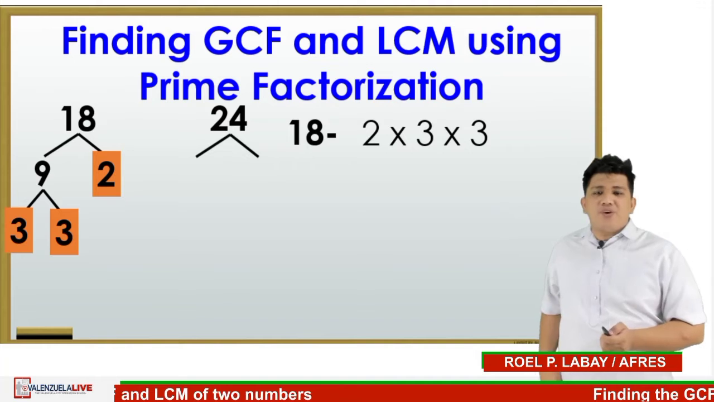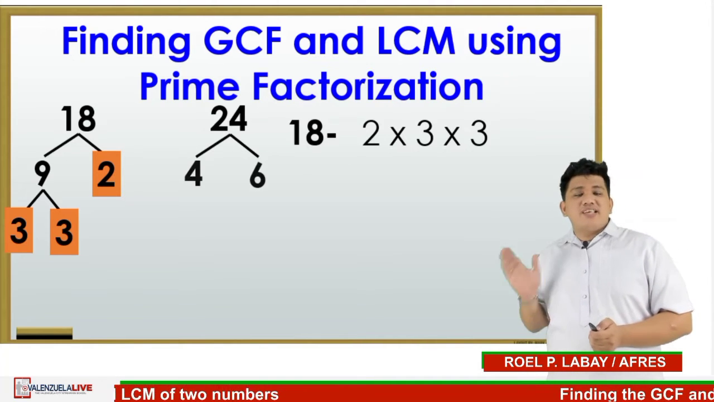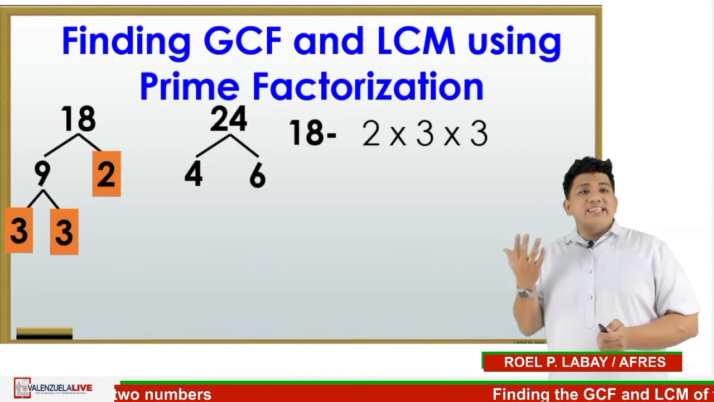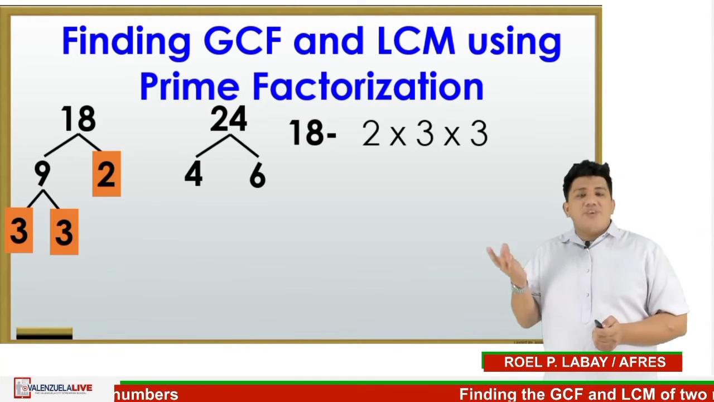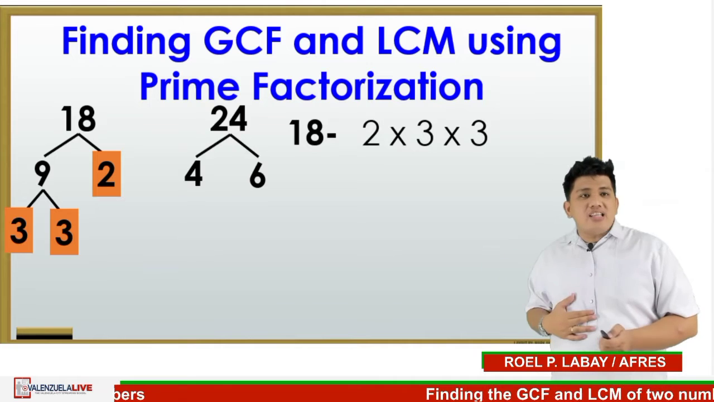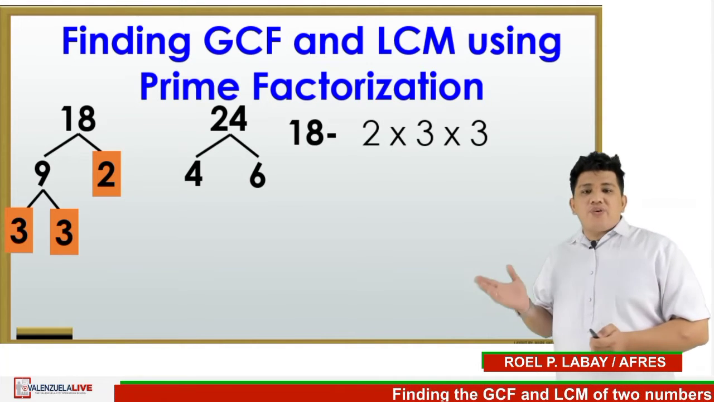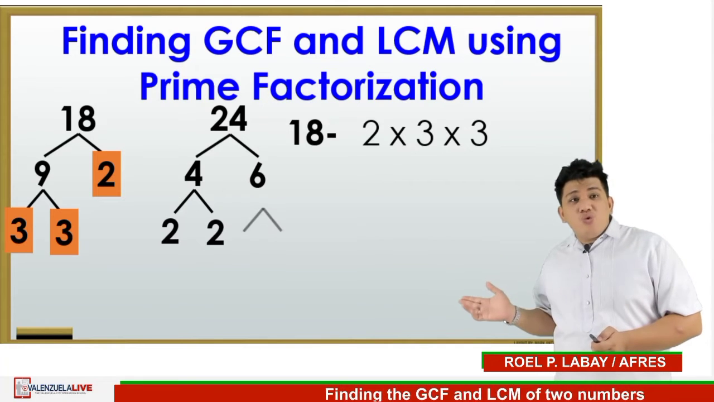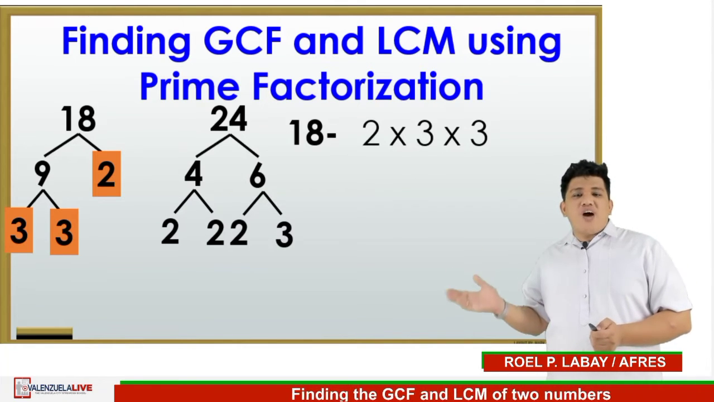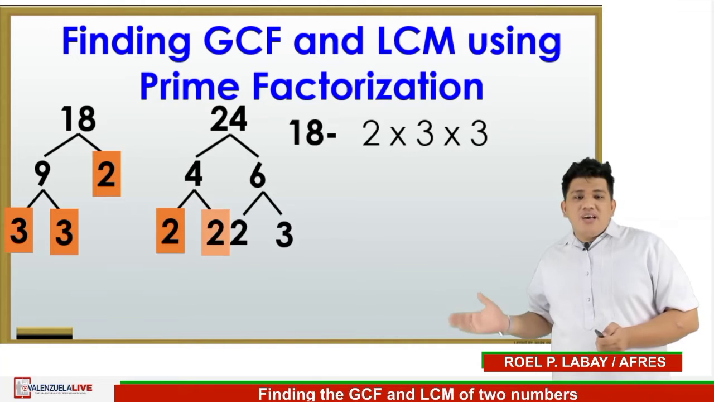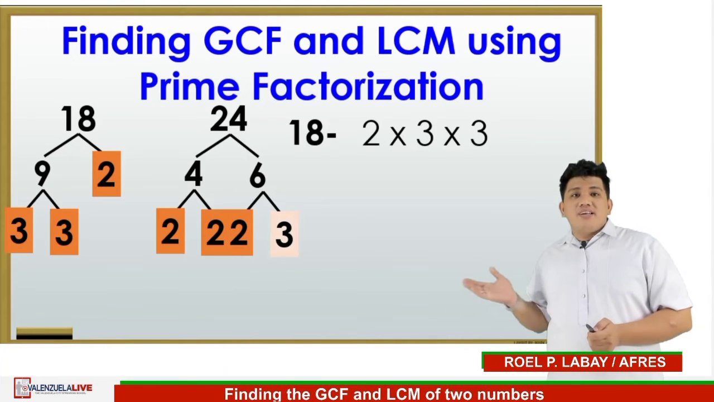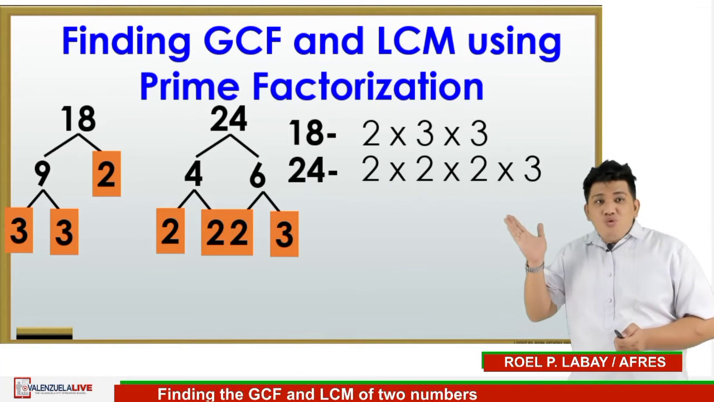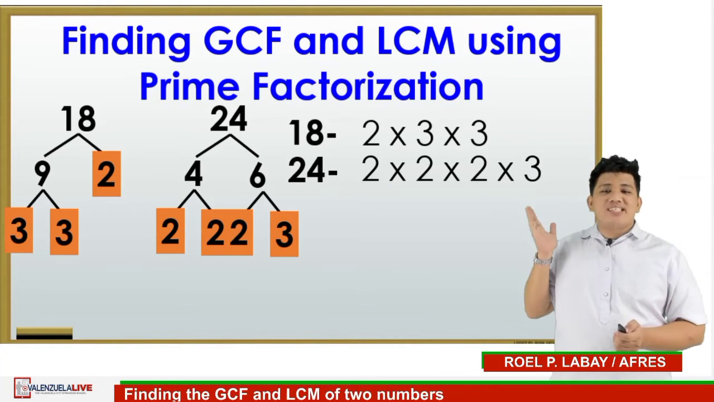Let's factor 24 into 4 times 6. But you can also factor it into 2 times 12 and 3 times 8. However, 4 and 6 are not prime numbers. So let's factor 4 into 2 times 2 and 6 into 2 times 3. We will not factor 2 and 3 any further because they are now prime numbers. Therefore, the prime factors of 24 are 2 times 2 times 2 times 3.